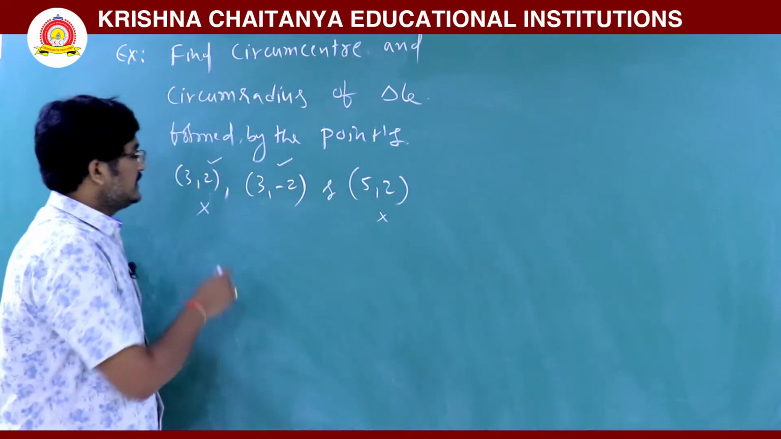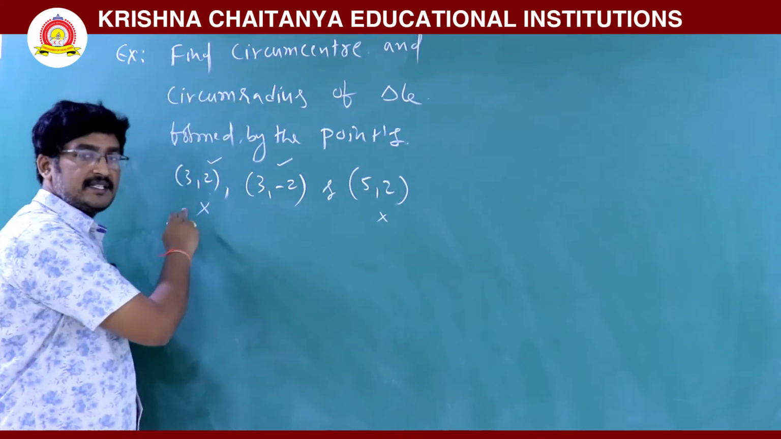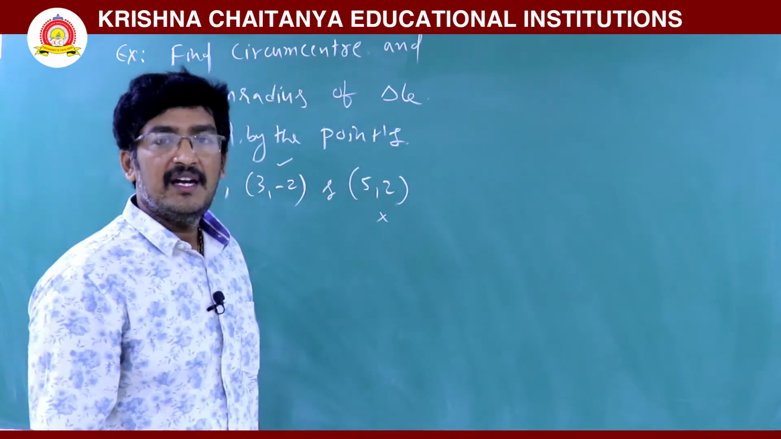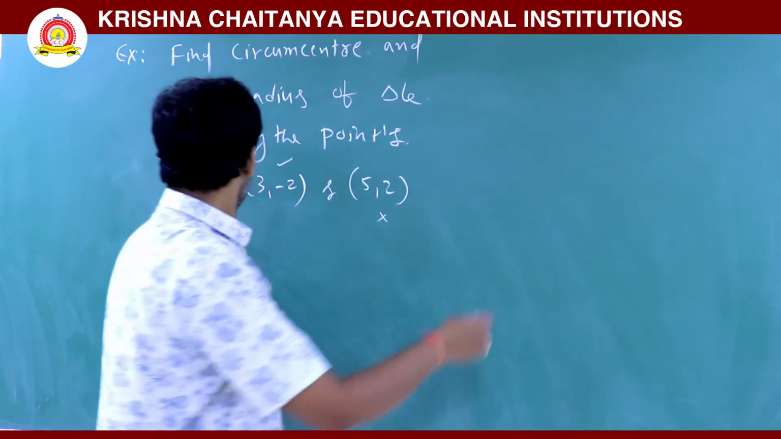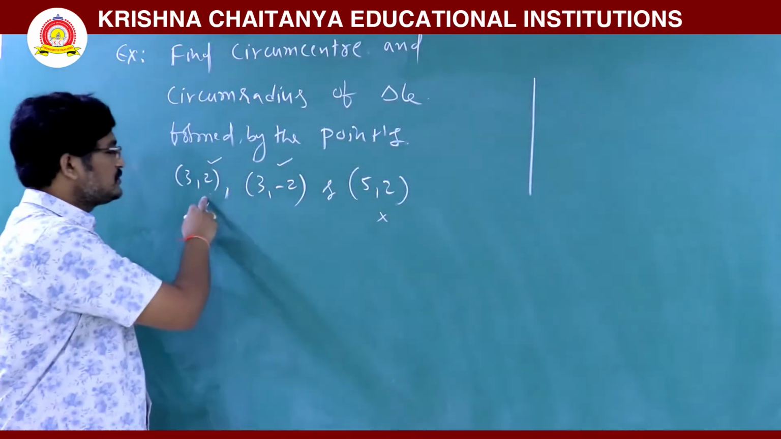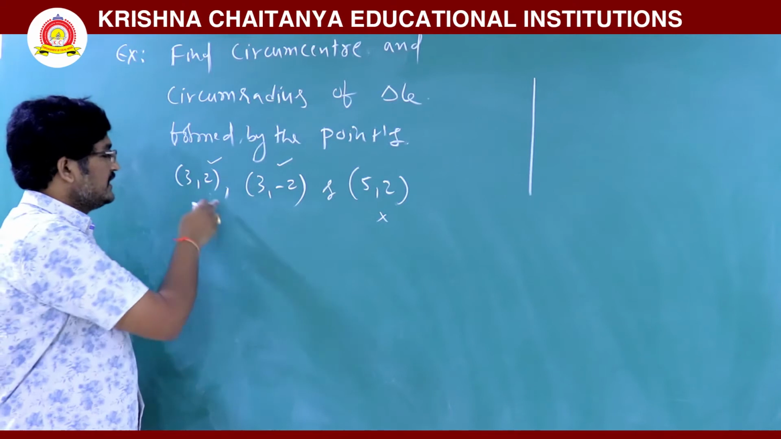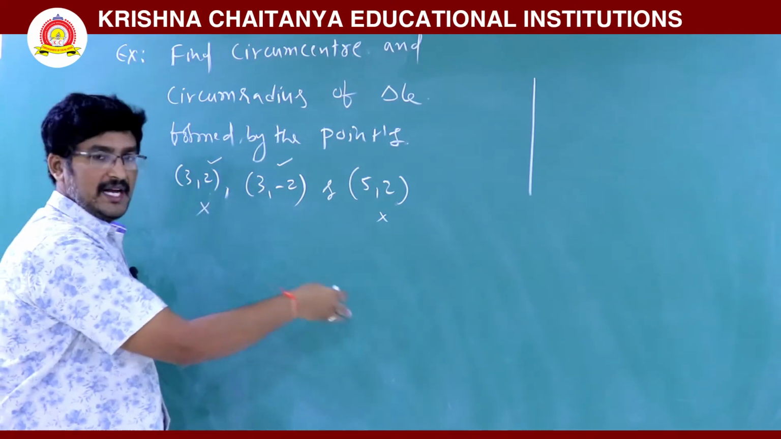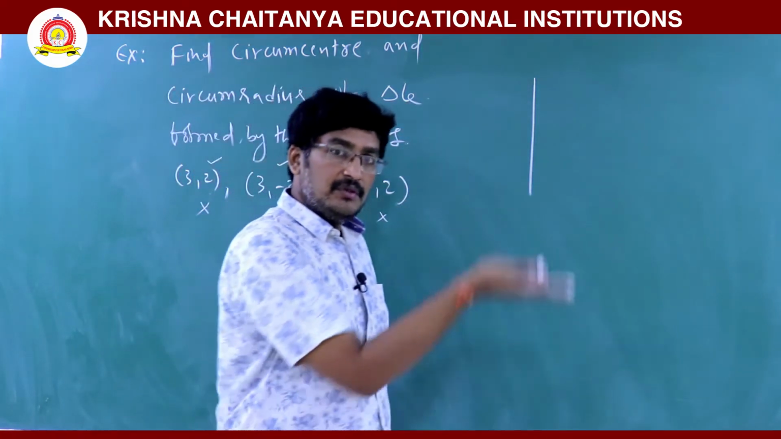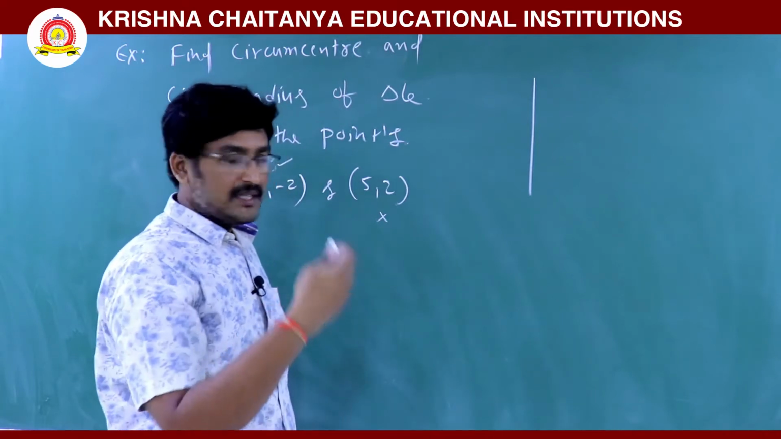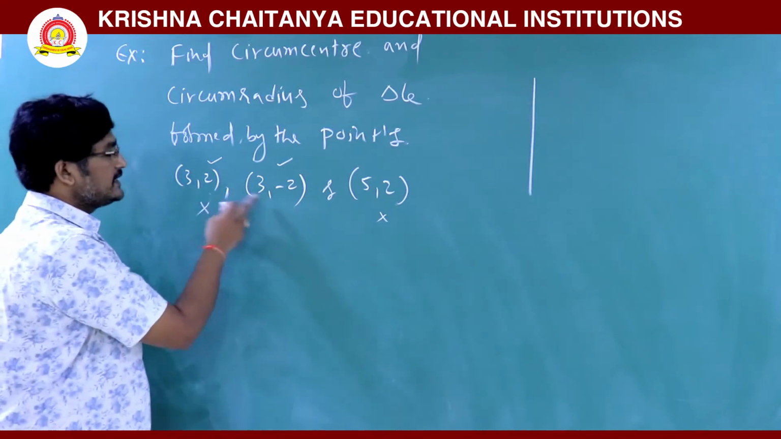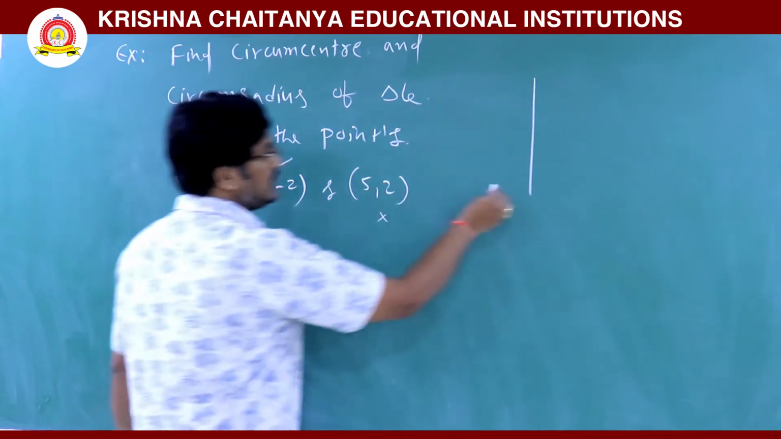These two having the same abscissa means those two vertices lie along a vertical line, which is parallel to the y-axis. So these two lie on that line. This is (3, 2), this is (3, -2), the abscissa is the same on this line. The ordinate rises from bottom to top, so this is the point (3, -2).